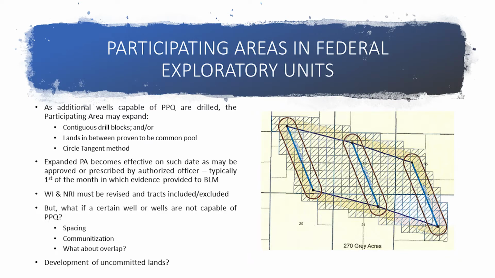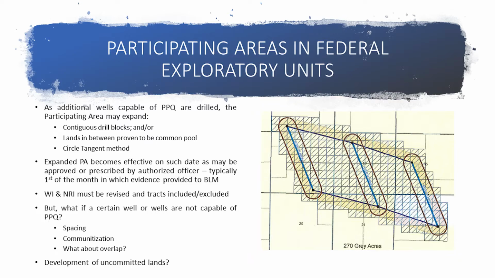So here's an example where the operator has gone in and drilled multiple wells. You can see that there are 3 different radial blocks that have been drawn around these 3 wells. And just to note, I'm going to use this visual for 2 different examples, both for an expanded PA as well as development of uncommitted lands. We'll use this gray area down here in the bottom right, the furthest east well, to talk about what you would do in that situation.